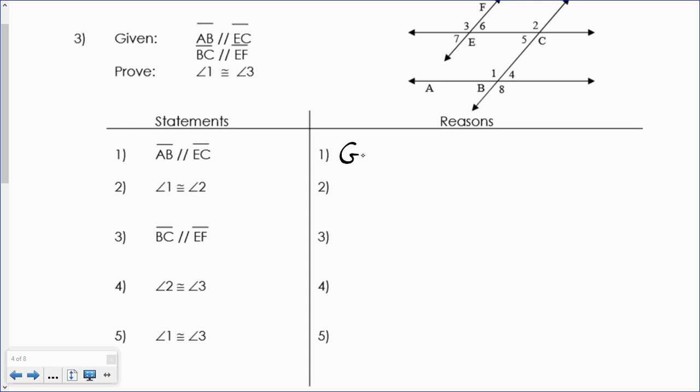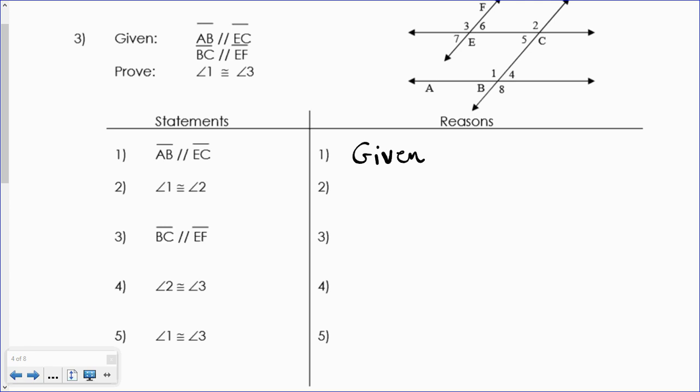That's always the reason. Remember, we're going to get at least one point. I mean, I wouldn't give you a whole lot of credit for just having "given." That wouldn't probably be worth the whole point.